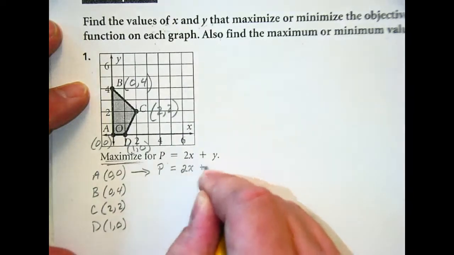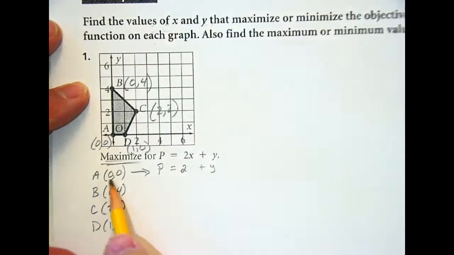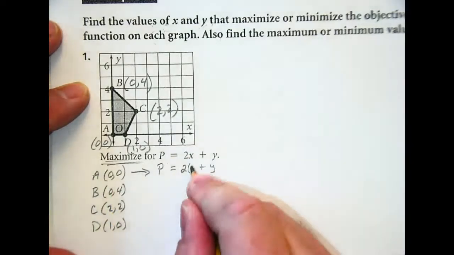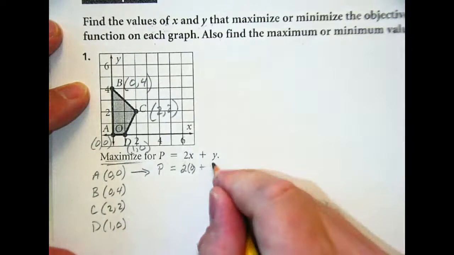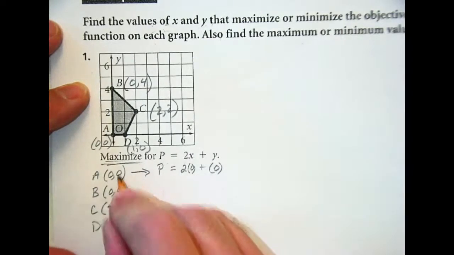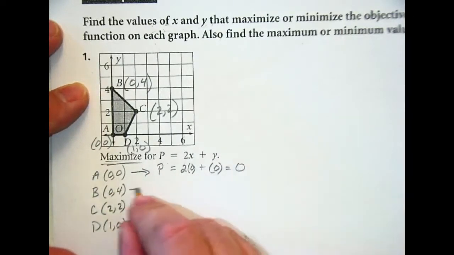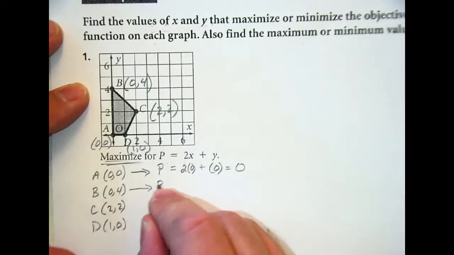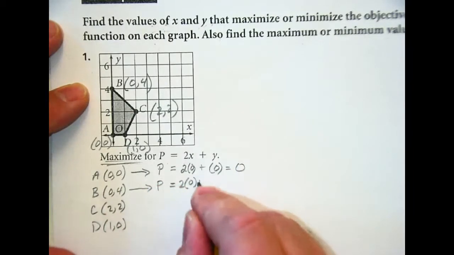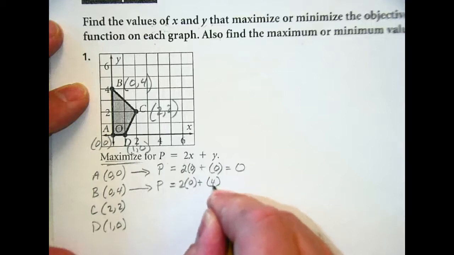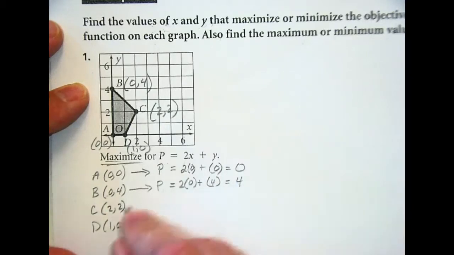2x plus y. Well, x isn't x. It's actually now 0. So that's actually 2 times 0, plus y, which isn't y. It's actually 0 as well. 0, 0. That gives me a profit of 0. That's not good. All right. If P is equal to 2 times x, or 0, plus y, or 4 in this case, because we have the ordered pair 0, 4, we get a profit of 4.